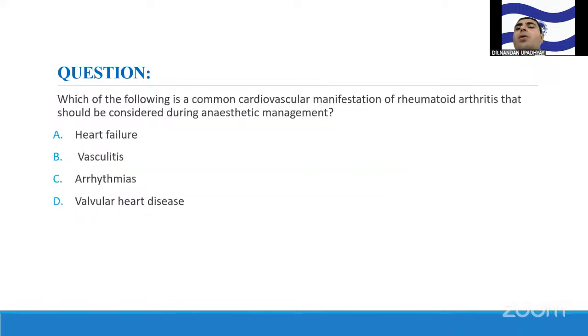Which of the following is a common cardiovascular manifestation of rheumatoid arthritis that should be considered during anesthetic management? Heart failure, vasculitis, arrhythmia, or valvular heart disease.